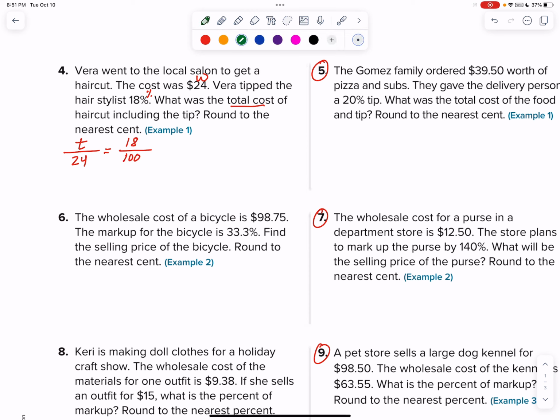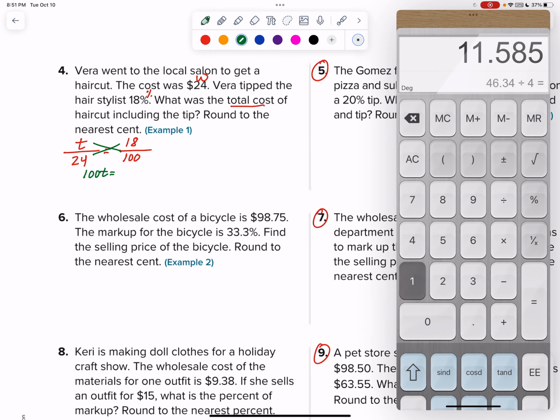So let's go ahead and do our means extremes. So cross simplify, we have 100t equals whatever 18 times 24 is. You should be getting really fast at these ones. Divide 100 by on both sides.